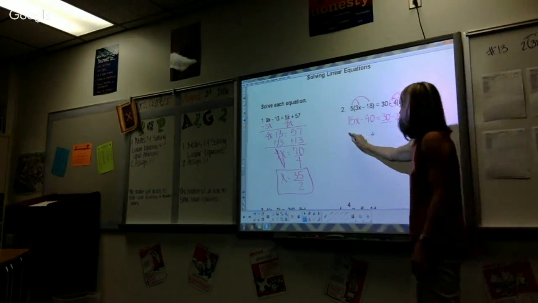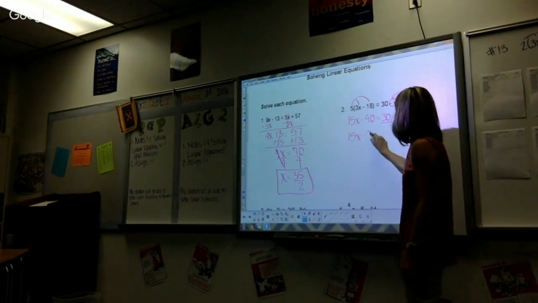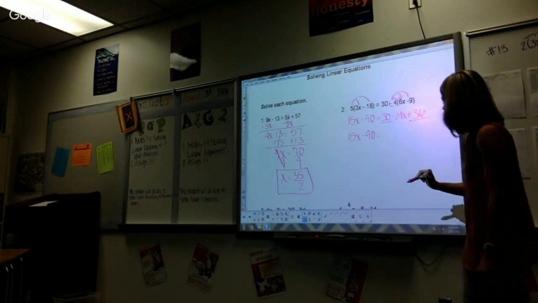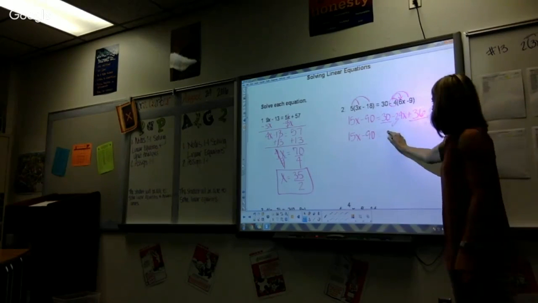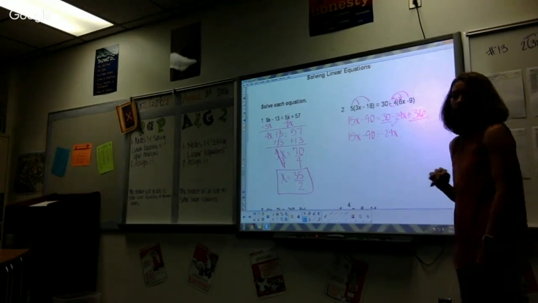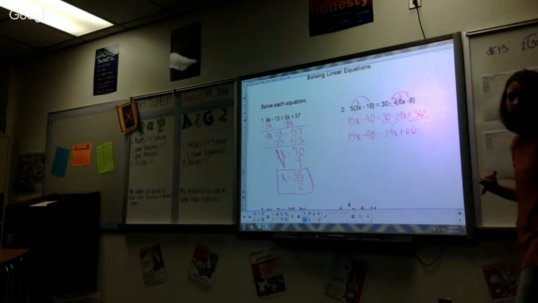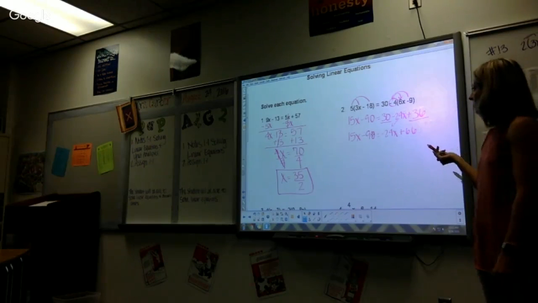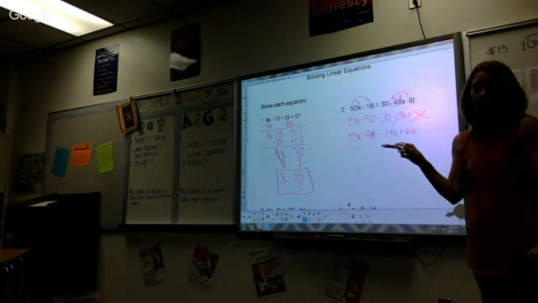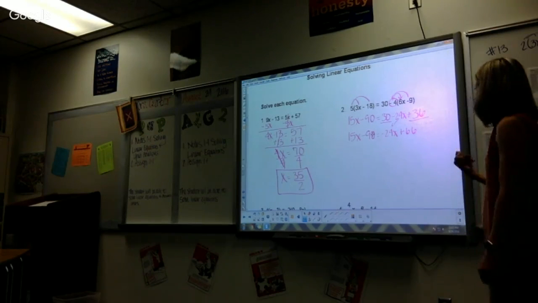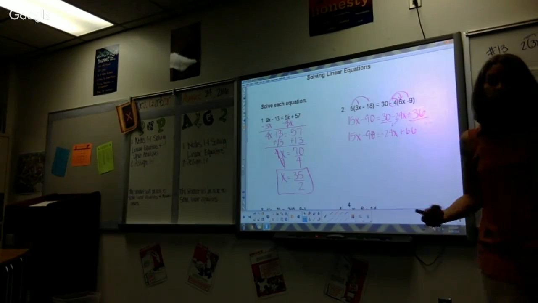So I'm going to rewrite 15x minus 90. I'm going to bring down my negative 24x. And then I'm going to combine 30 plus 36, which would give us a positive 66. So now notice that our equation looks very similar to what we had on number 1. We have variables on both sides. So my next step will be to move our variable to one side.